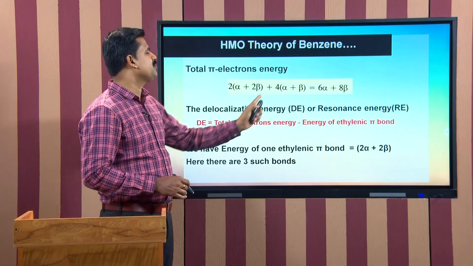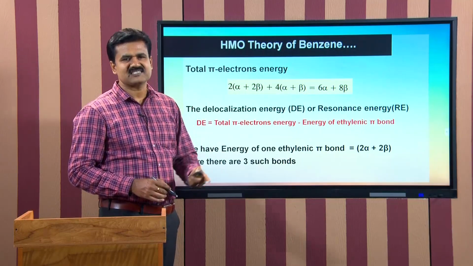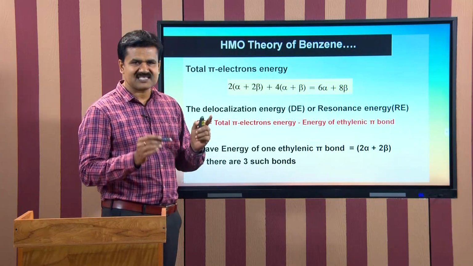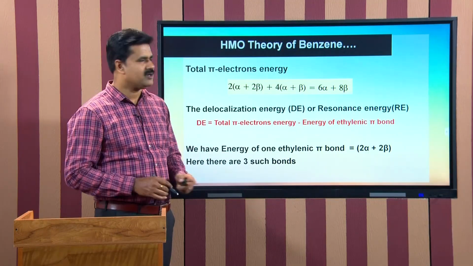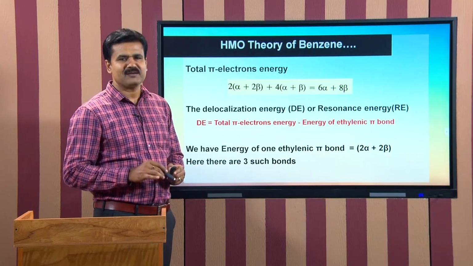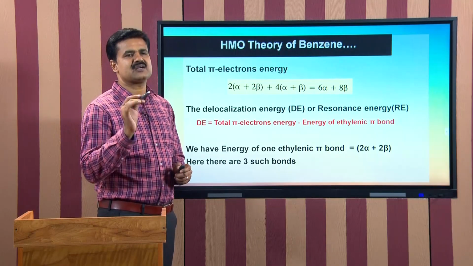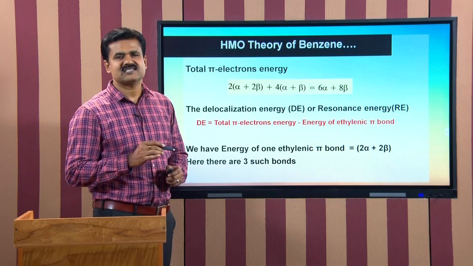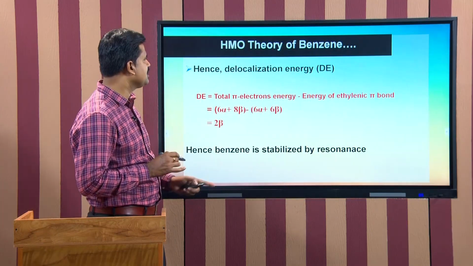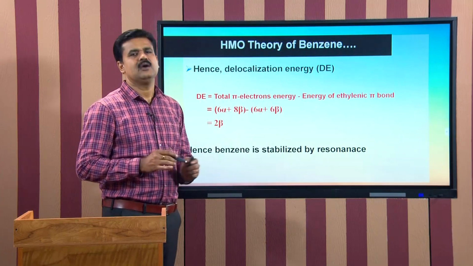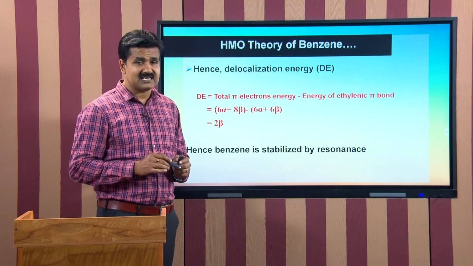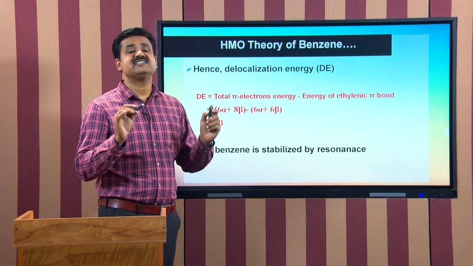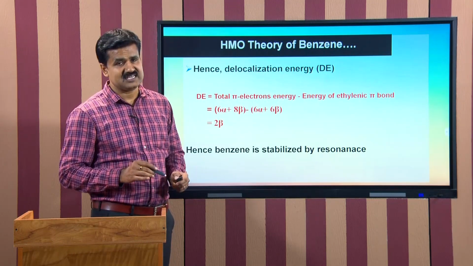And the most important parameter, the delocalization or resonance energy, is again calculated by using the expression total pi electron energy minus energy of ethylene pi bonds. Here in benzene 3 ethylene pi bonds are there, therefore the total energy of ethylene pi bonds is equal to 6 alpha plus 6 beta. One simple calculation, the delocalization energy of benzene is got as 2 beta. Hence, it should be noted that benzene is a molecule which is highly stabilized by resonance.